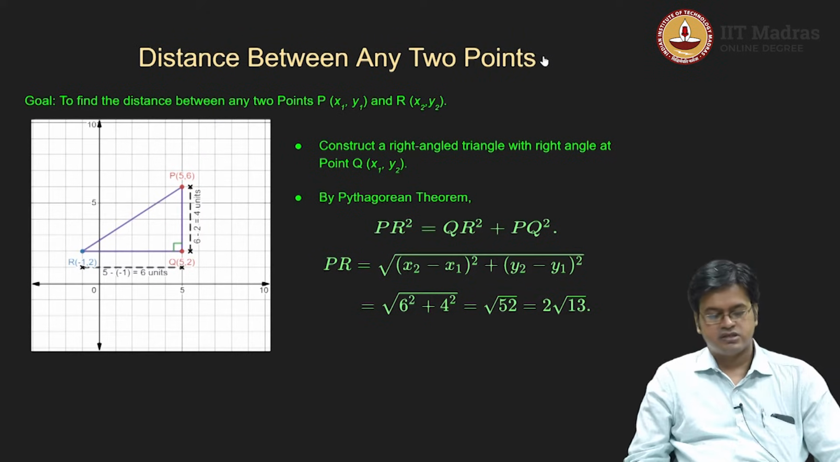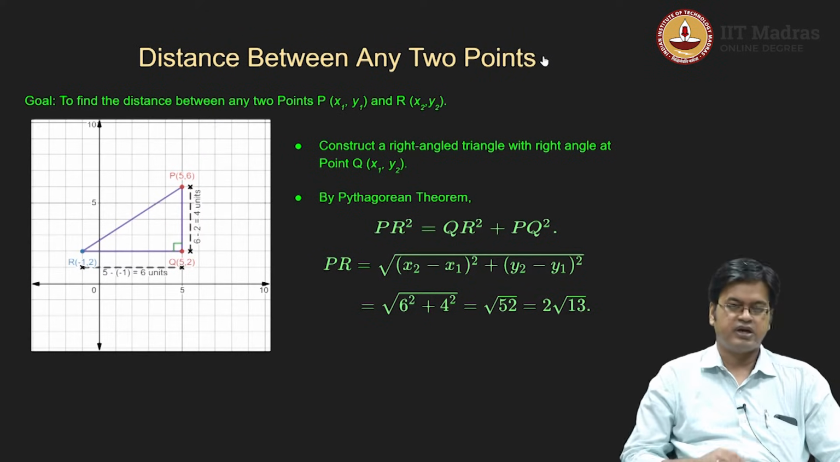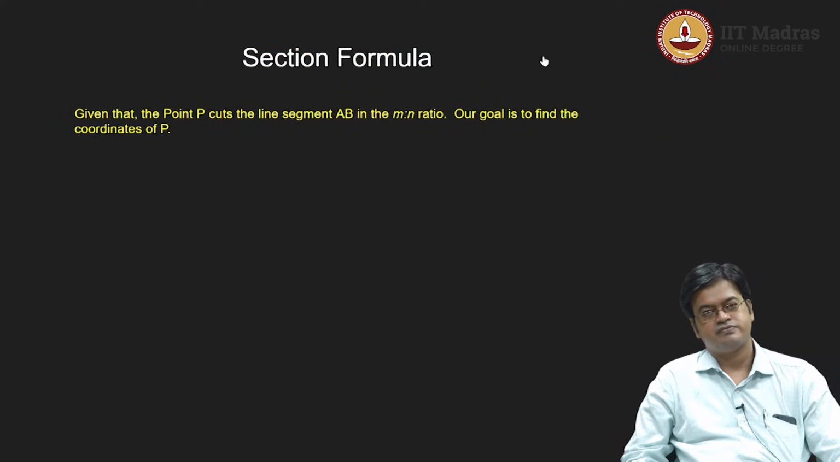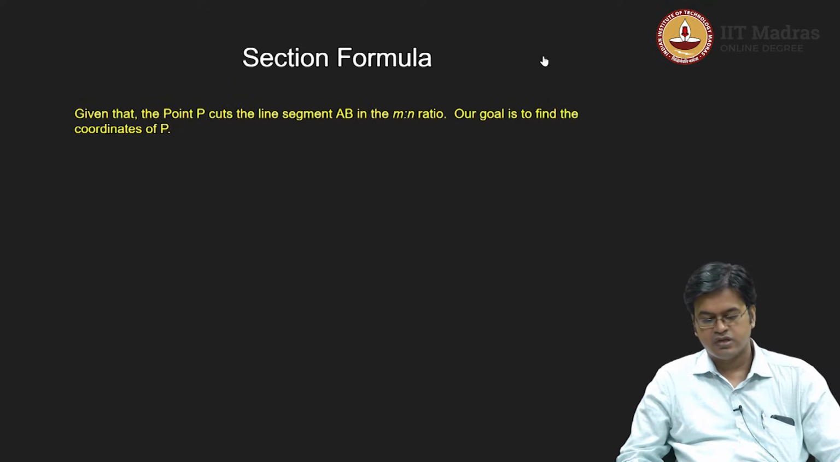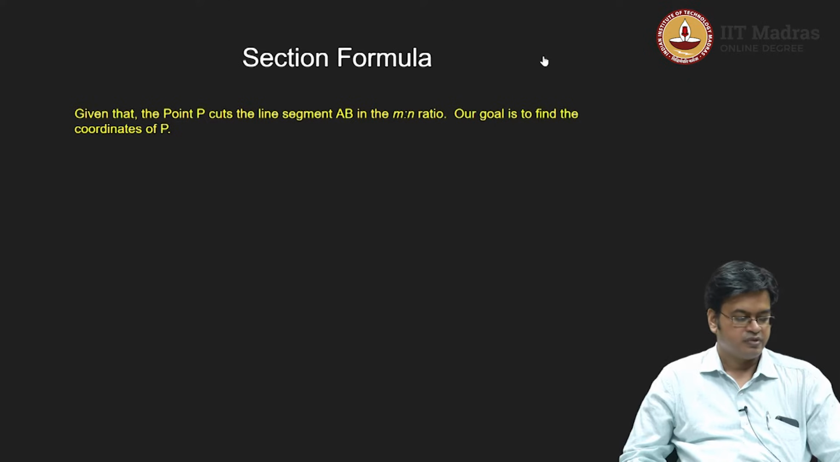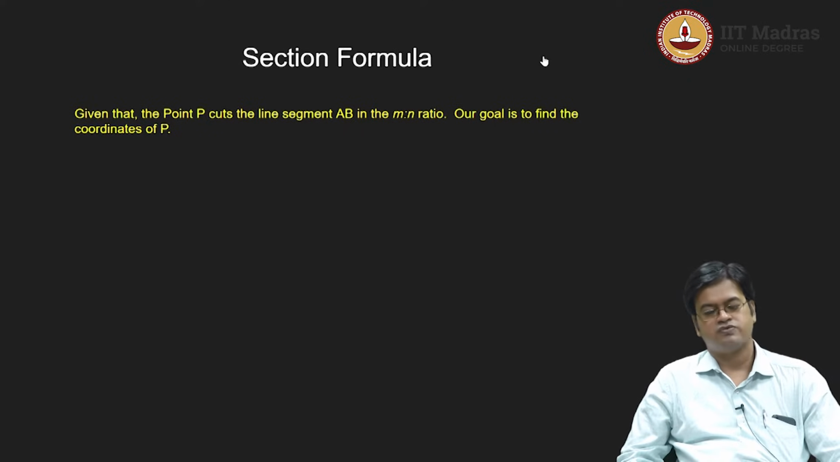Let us take up the next concept. Now we have handled 2 points. Now let us take 3 points, and let us say those 3 points lie on a line. Given that the point P cuts the line segment AB in the ratio m is to n, our goal is to know the coordinates of point P. This will give us the section formula.